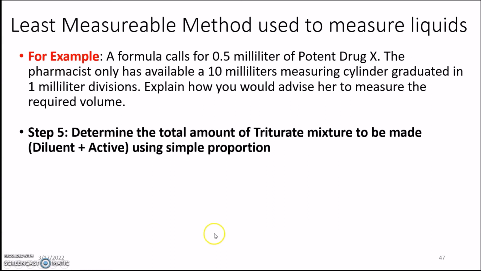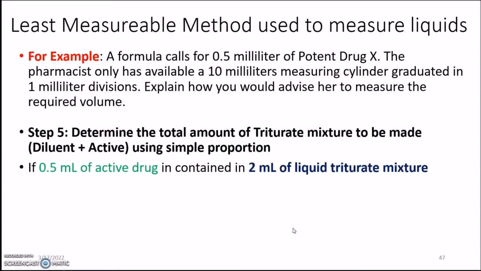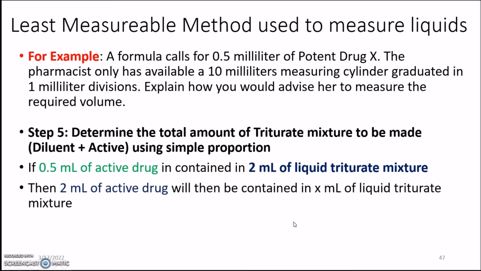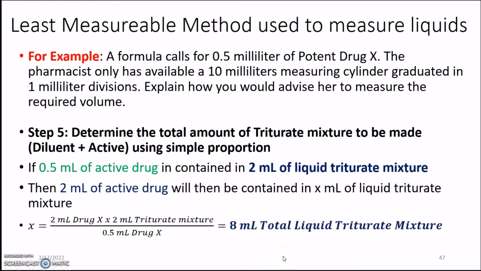Step 5 is to determine the total amount of triturate mixture to be made, and the triturate mixture is going to contain the actual amount of drug that you're going to measure plus a certain amount of diluent. You're going to mix those two together to get your total triturate mixture. In order to determine that, we use ratio and proportion. If 0.5 ml of active drug is contained in 2 ml of the liquid triturate mixture, then 2 mils of the active drug that we can measure will be contained in X. Cross-multiplying, we see that the total liquid triturate mixture will be 8 mils.